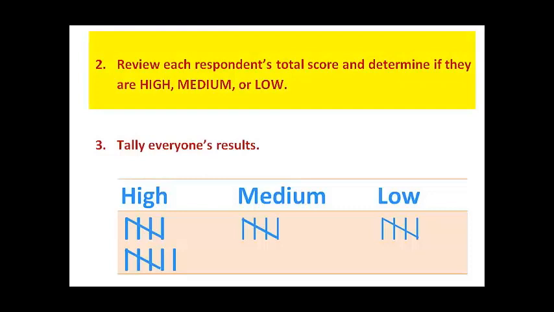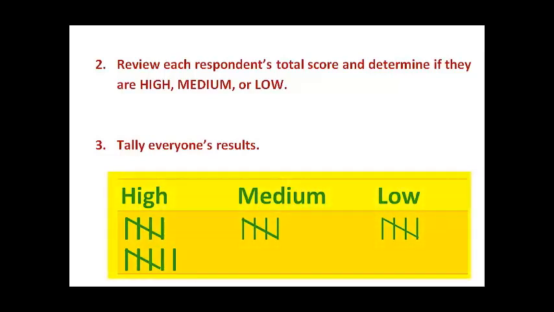After you figure out your ranges, you go back to each respondent's survey and look at their totals and write down, just like you did for self-efficacy and subjective norms, whether they fall in the high, medium, or low group. And then finally, you tally everyone's results, so you can see your collective audience as a whole to determine: do you have mostly high attitude people, or are they in the medium group, or are they in the low group?